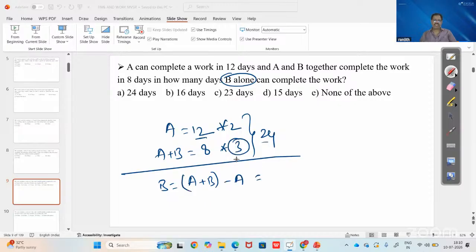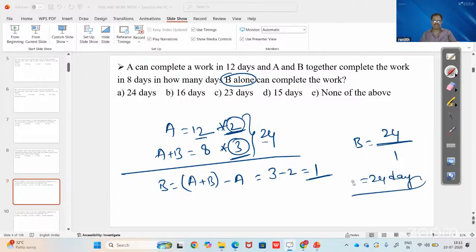Efficiency of both A and B equals 3 units per day. Efficiency of A alone will be only 2. So that is 3 minus 2, which equals 1. Then B alone: total work is 24, efficiency of B alone equals 1. So the answer is 24.